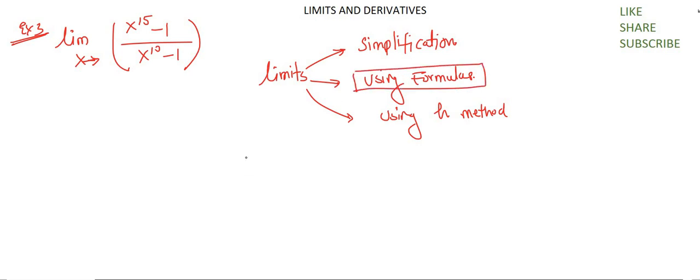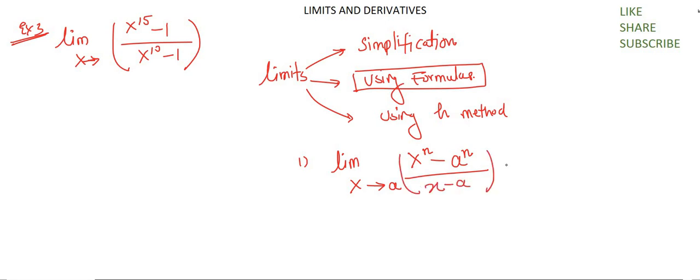There are basically three formulas that you need to learn. Write down. First formula is limit x tending to a, x raised to power n minus a raised to power n by x minus a is equal to n a raised to power n minus 1. This is first. Second, write it down.